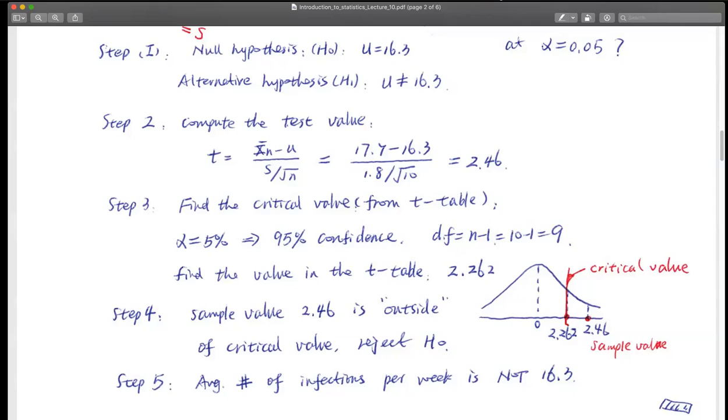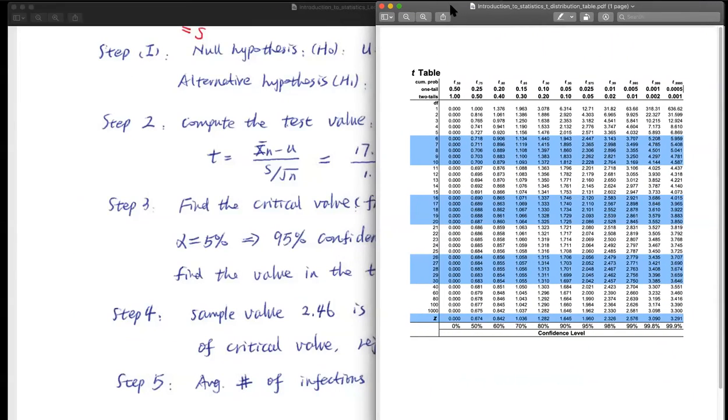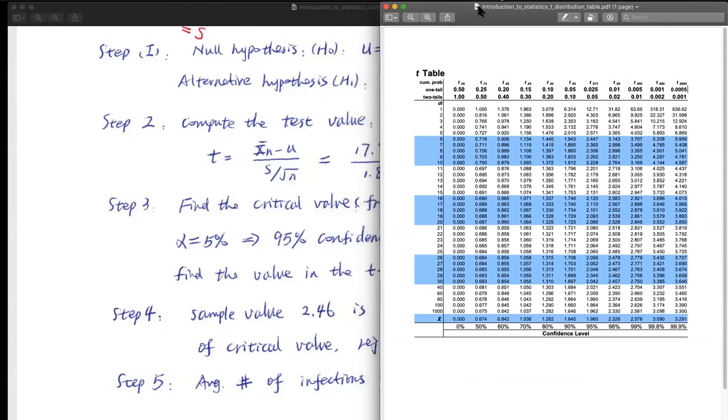Now, how do we find the critical value from this t-table? Which table am I talking about? I'm talking about this one. How do we find the critical value from this table? Previously, when we used this table, I mentioned 1 tail, 2 tail. Forget that for the moment. We will come back, and right now it's time to come back to it.